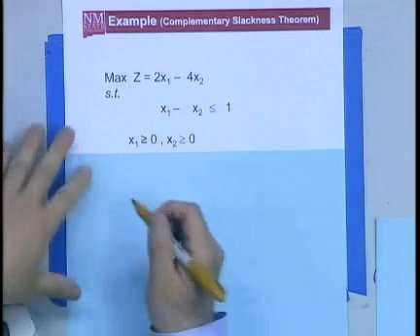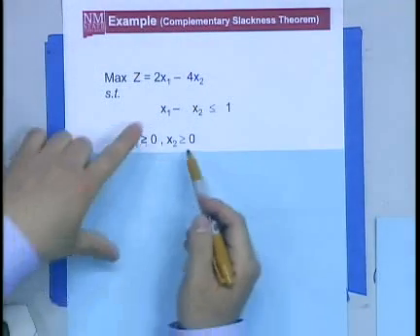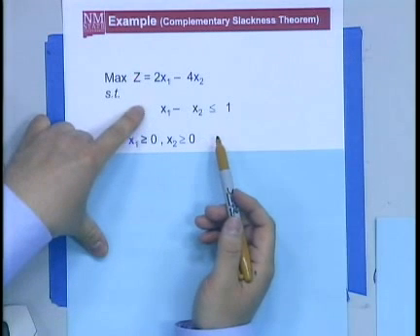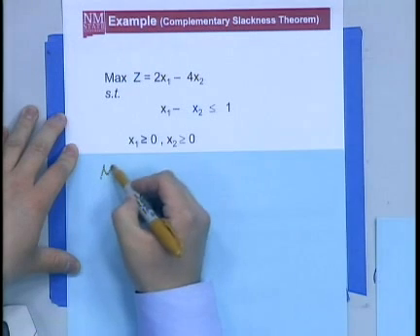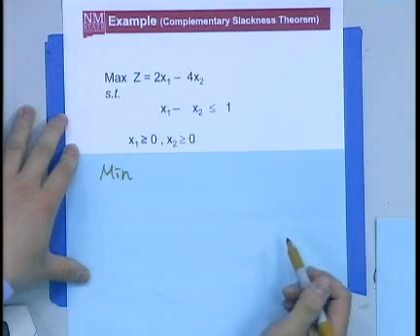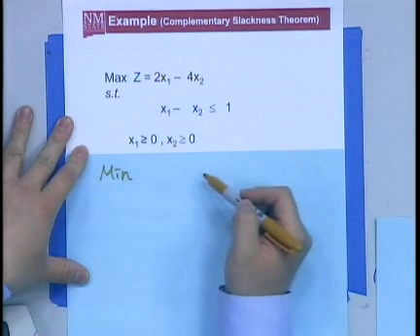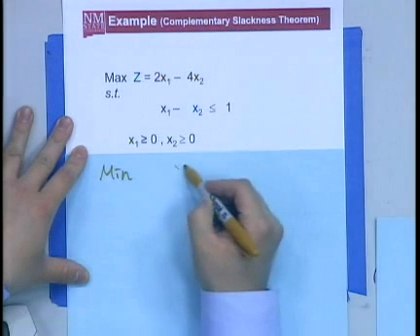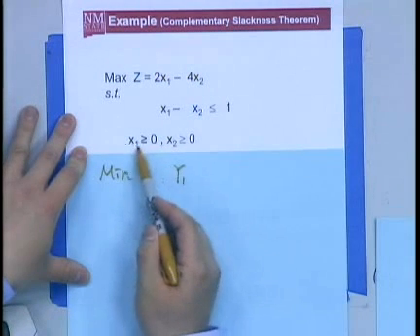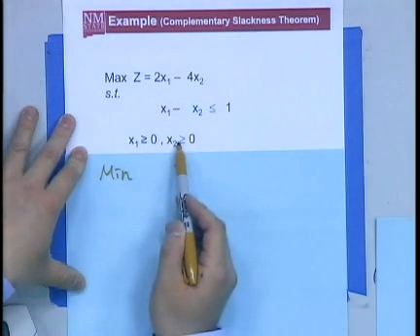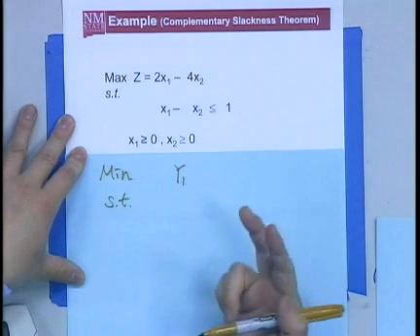Okay, so the primal problem is a maximization problem, and it has only one constraint. So the dual problem must be a minimization problem, right? And it must have only one decision variable, right? The primal problem has two decision variables, which means the dual problem must have two constraints, right?